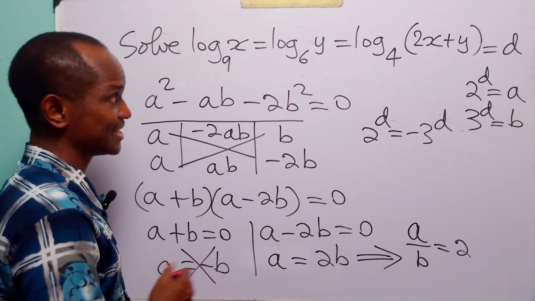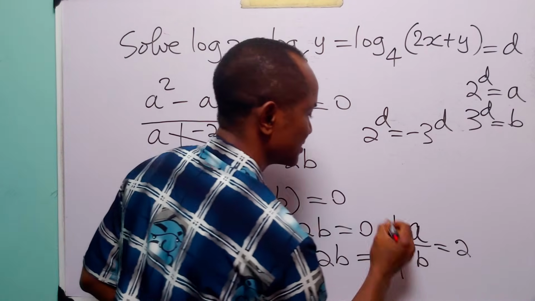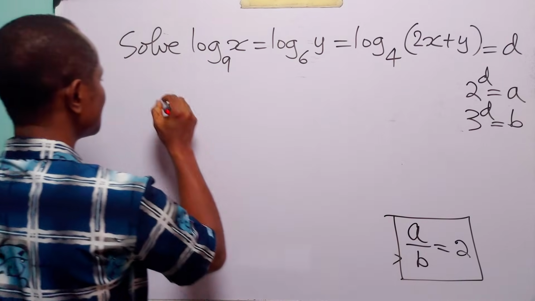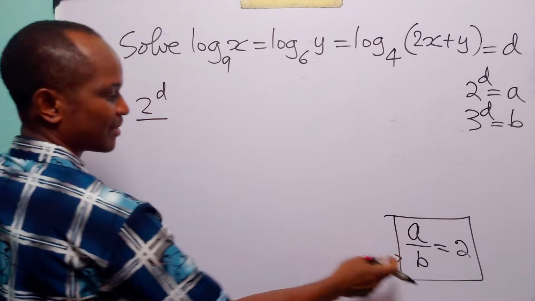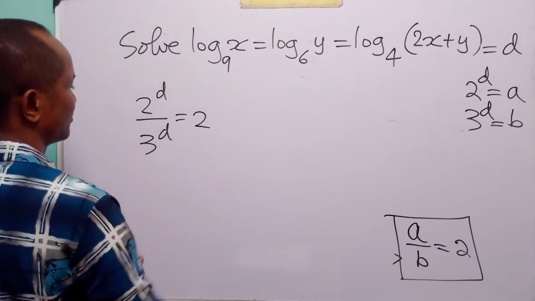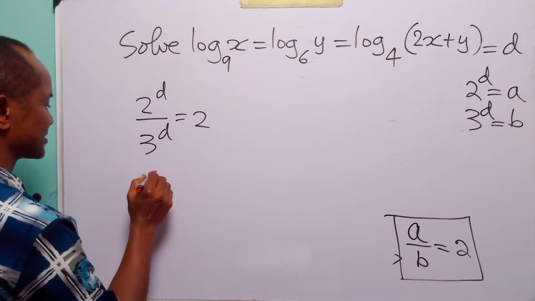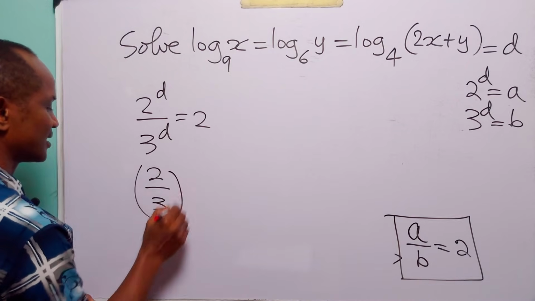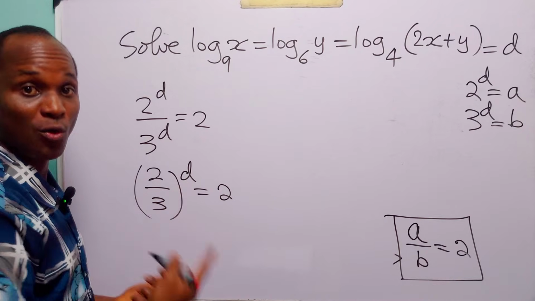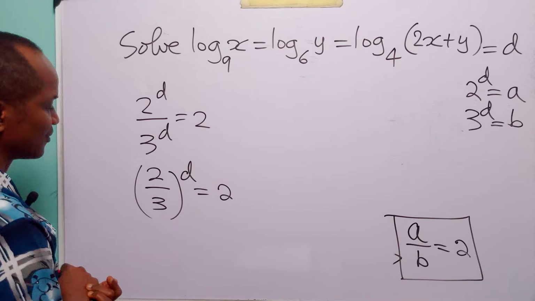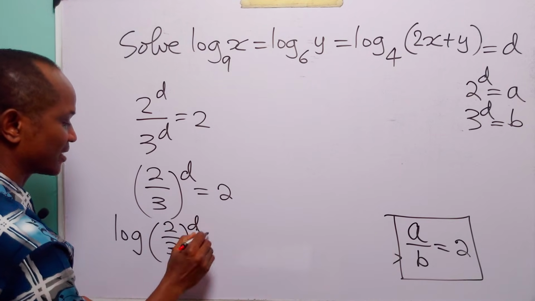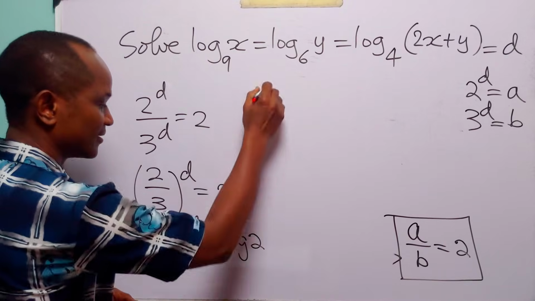The only equation that we need to solve this problem is this equation. So from this equation, we have that 2 to the power d divided by 3 to the power d is equal to 2. Of course, we can write this as 2 over 3 to the power d is equal to 2. And to find the value of d, what we do is we take log of both sides of this equation. So we have that log of 2 over 3 to the power d is equal to log 2.